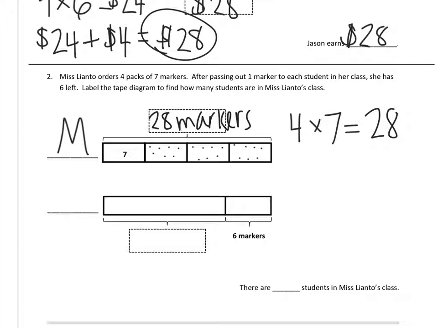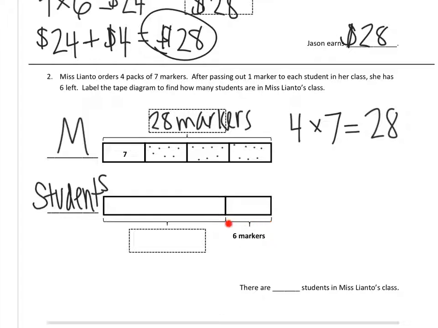After passing out 1 marker to each student, she has 6 left. We're trying to find out how many students are in her class. So my second tape diagram is for finding out how many students. So you could write an S for students or write the word students. What do you think this first part of our tape diagram is for? Well, the first part of our tape diagram is going to be our unknown, how many students there are.